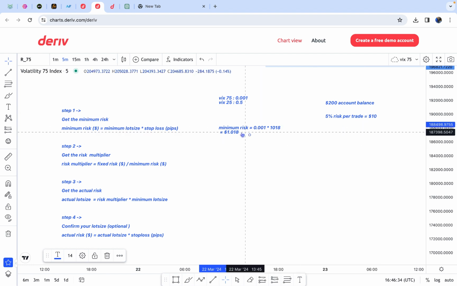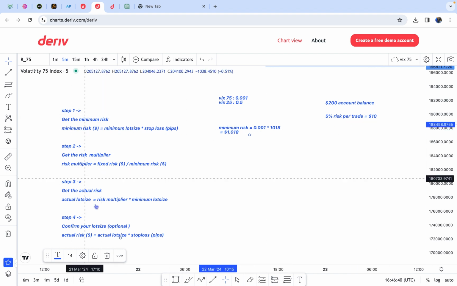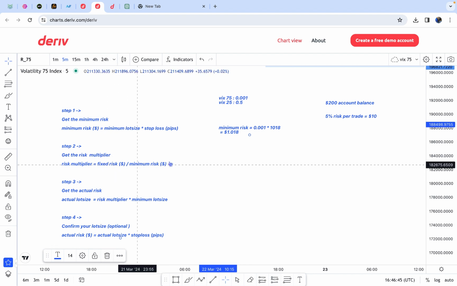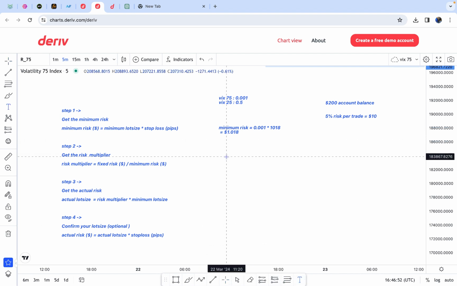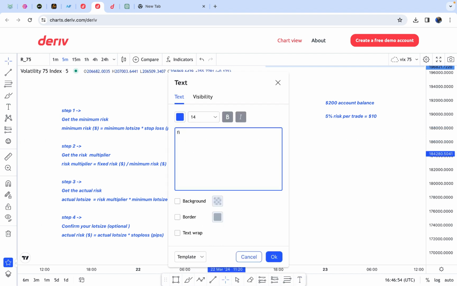How can we get up to this value? We need a multiplier to multiply this value up to the equivalent of $10, right? So that's why I said get the risk multiplier. So all we're looking for is the risk multiplier. So now our fixed risk divided by our minimum risk will give us the risk multiplier. So let's just get that. So simply we say risk multiplier is equals to fixed risk divided by minimum risk.